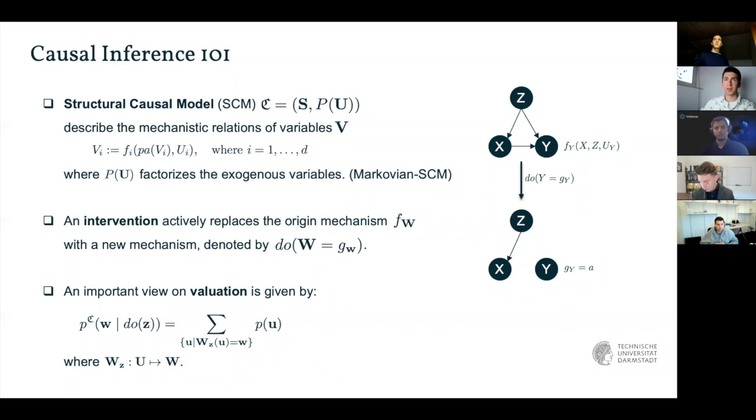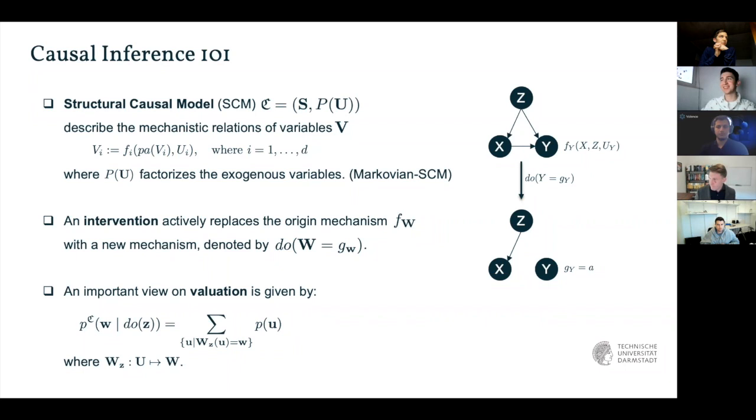Now, depending on the assumptions on the distribution of the noise terms, you might talk about the Markovian SCM. When the distribution factorizes, so all of the noise terms are independent, then you have a Markovian SCM. If they don't, if you really have shared noise terms, then you have something like hidden confounding. And then this whole story changes a lot for causality. But we mostly consider the Markovian SCM here because it's also just easier to talk about.